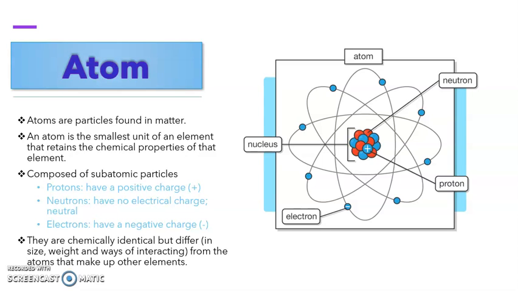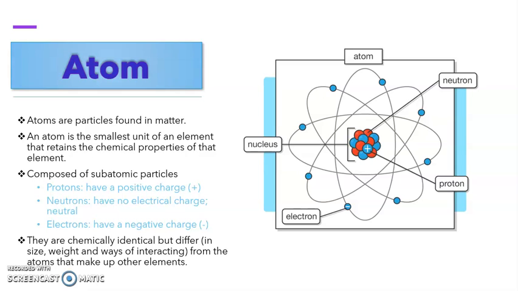Atoms are particles found in matter. An atom is the smallest unit of an element that retains the chemical properties of that element. They are composed of subatomic particles, which are protons, neutrons, and electrons. Protons are positively charged and neutrons have no charge, meaning they're neutral.